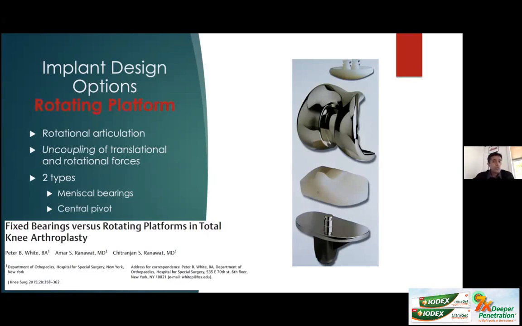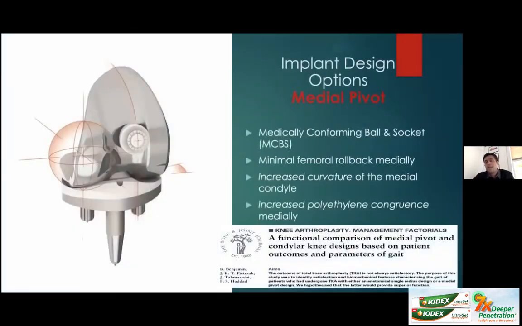And there are two ways you can do this. One is by having a central pivot. So again, going back to my example, you can see this metal bearing here, and there is a central pivot along which the polyethylene will rotate. Or secondly, more like the Biomet Zimmer Oxford Unicompartmental Knee, there is a meniscal bearing. So there is a mobile meniscal bearing which allows for some uncoupling of rotational and translational forces. The second implant design is a medial pivot design.